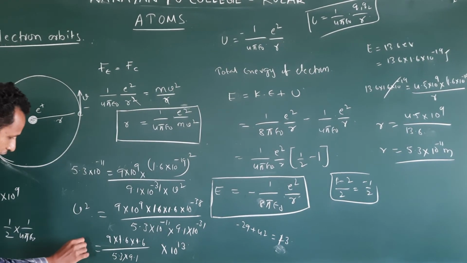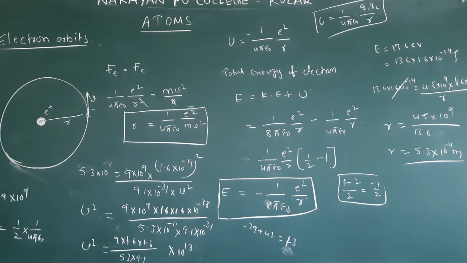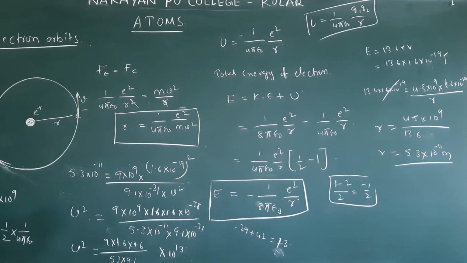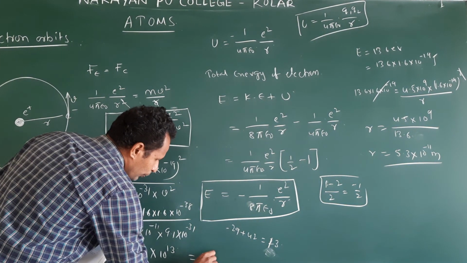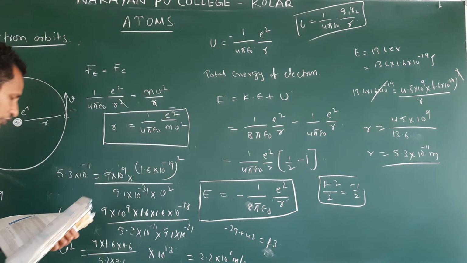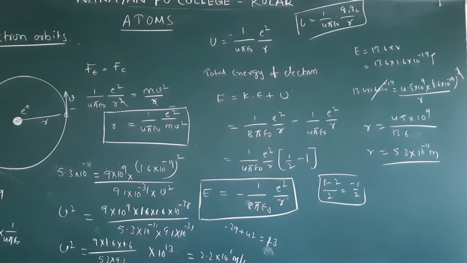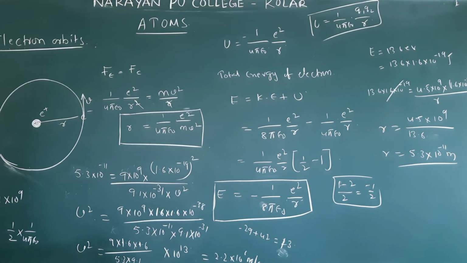This is the V square value. Calculate and find the root. You will get the answer. It is around 2.2 into 10 power 6. This is equal to 2.2 into 10 power 6 meter per second. This is the velocity of the electron according to the given question. Right? The remaining we will see in the next class.